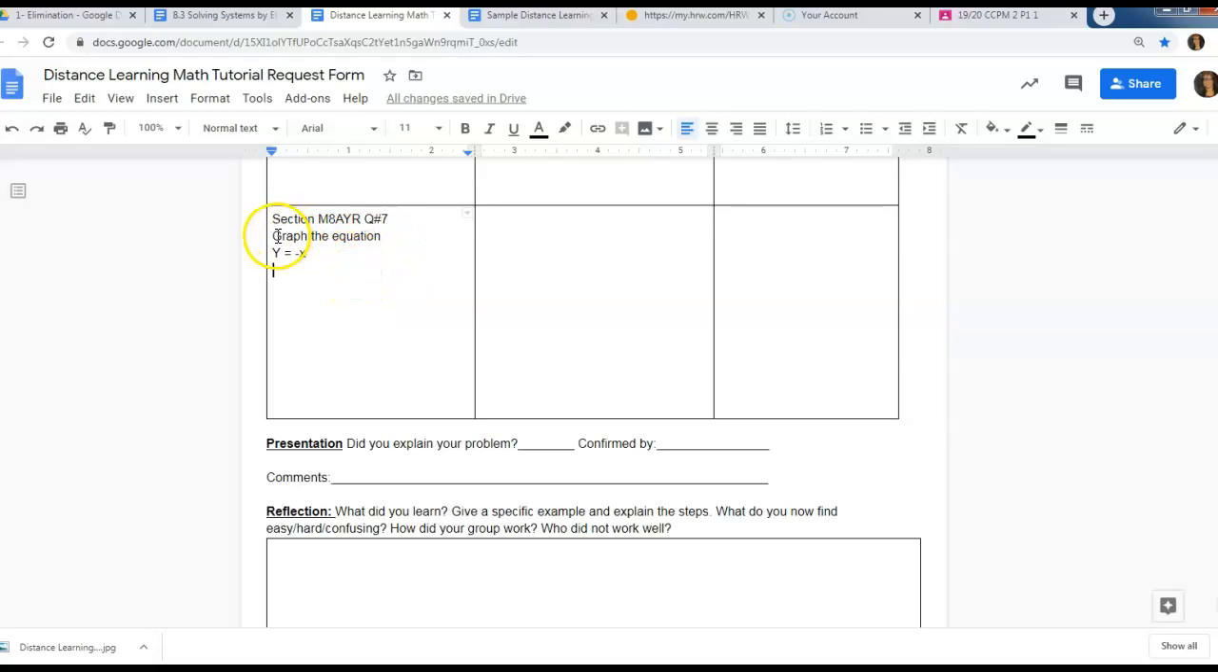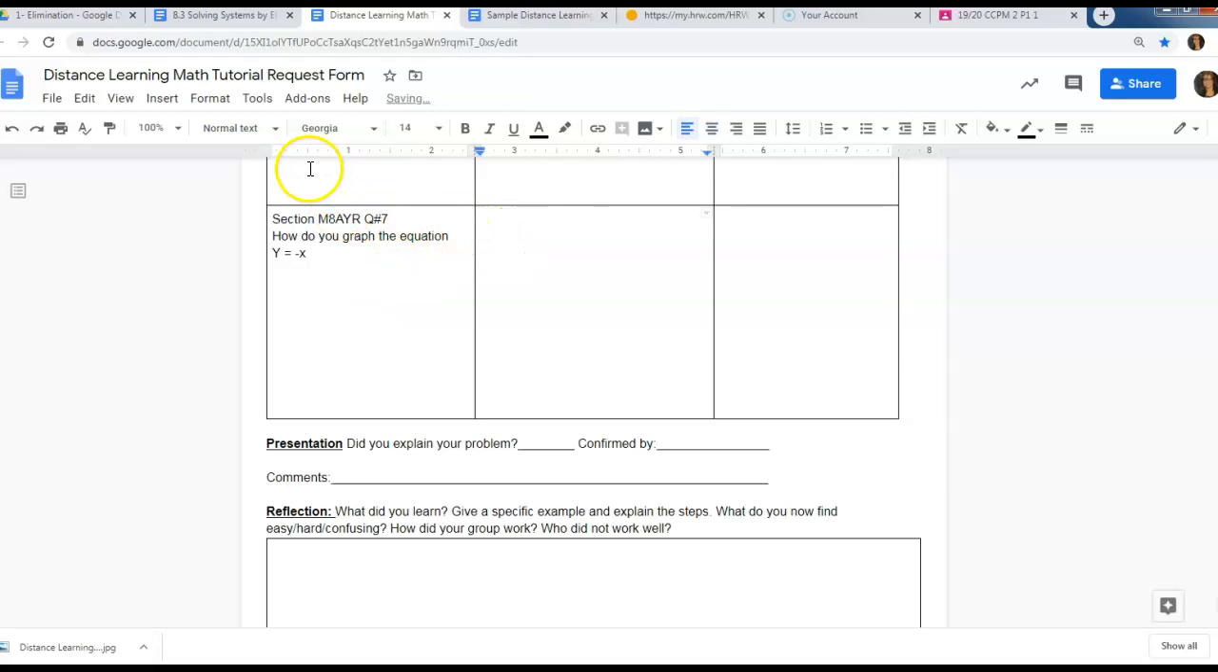Oh, the question should be, how do you graph? Let me fix that. How do you graph the equation y equals negative x? So right here, this is where you're going to show the work, okay?